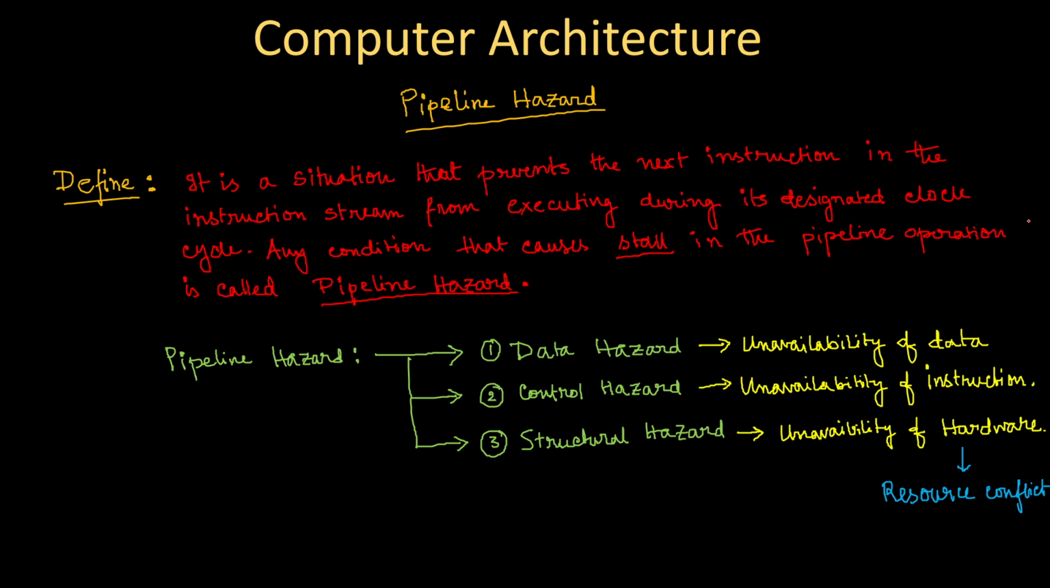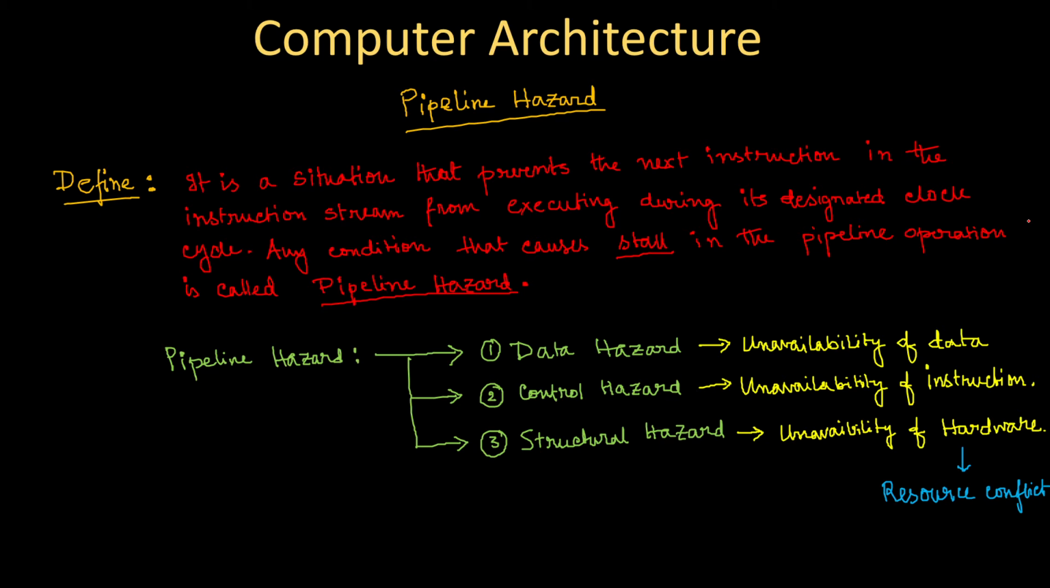So last day we discussed the hazards of pipelining, and we have seen that there are three types of hazard present in a pipeline: data hazard, control hazard, and structural hazard. Data hazard deals with the unavailability of data, control hazard is due to the branch instruction, and structural hazard is actually the resource conflict, you can say.